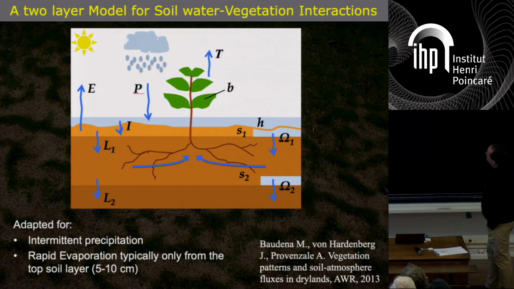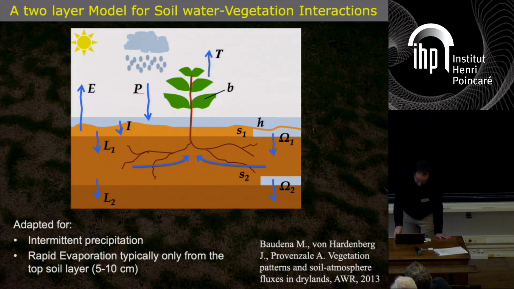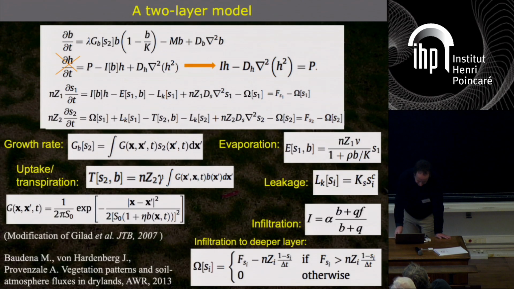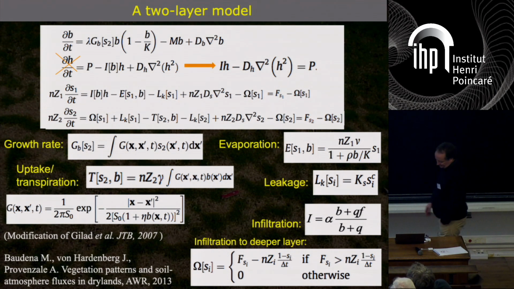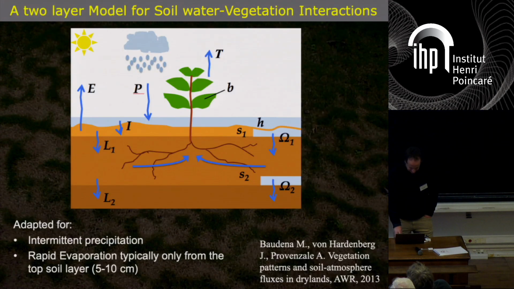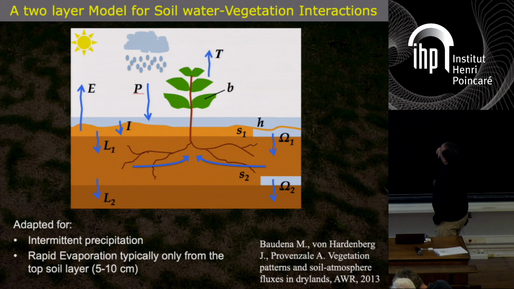But we studied this in a slightly more complex model where we introduced a second soil layer. This allows you to be slightly more accurate in the representation of what happens in drylands, because you will typically have the formation of a very thin, dry upper layer due to evaporation, which will then obviously limit further evaporation from that surface.